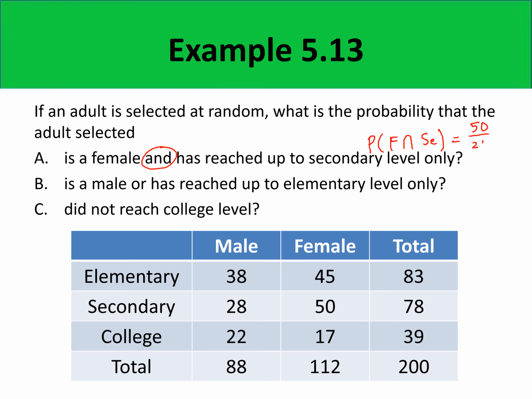Now from the contingency table, we just need to get the intersection of females and secondary level, which is actually 50 out of 200. Now for the second item, we're looking for the probability that the adult selected is a male or has reached up to elementary level only.